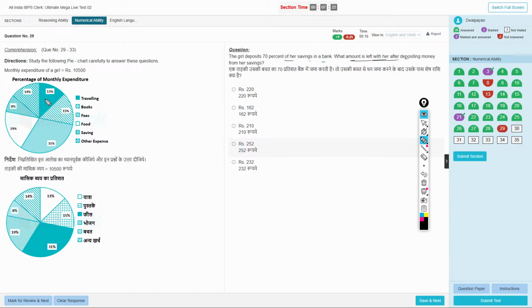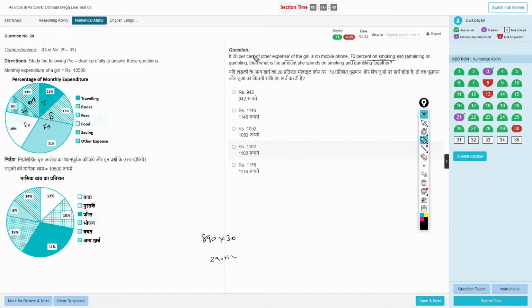Okay, so we are starting with traveling, books, fees, foods, savings, and other. So savings was 8%, which was 840, and what is left is asked. So multiple of 3 for sure. Okay, many of them are. So this is 40 plus 12, 252.